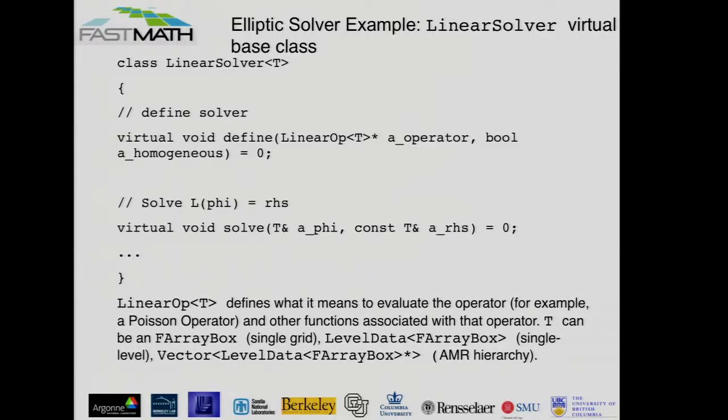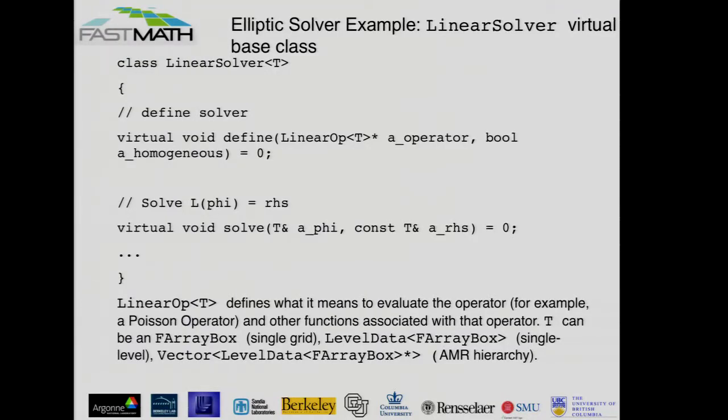So you've been introduced to the templating and the objects that you have for grid data structures in Chombo, for instance these level datas and so on. And you have a fairly straightforward class hierarchy in Chombo for operators, for linear operators, and for linear solvers. So you'll define a solver, and you have a base solver class. It's a linear solver that's templated on the type of data that you're working with.